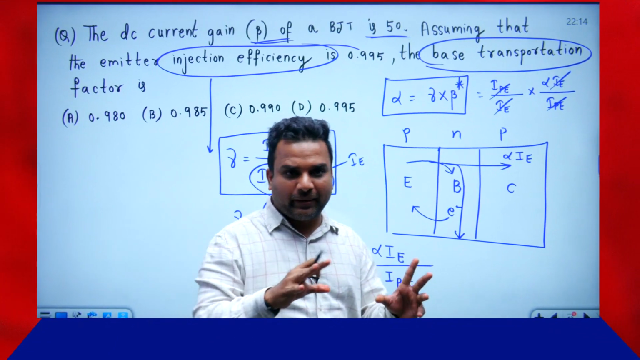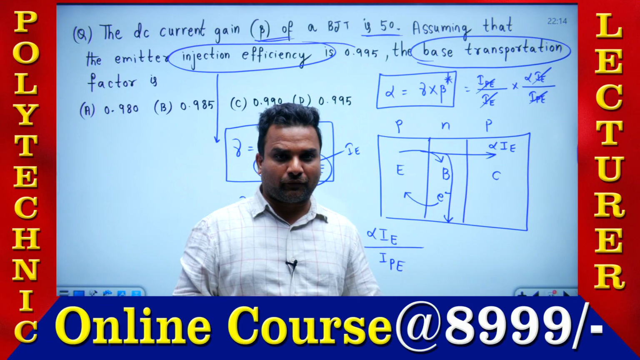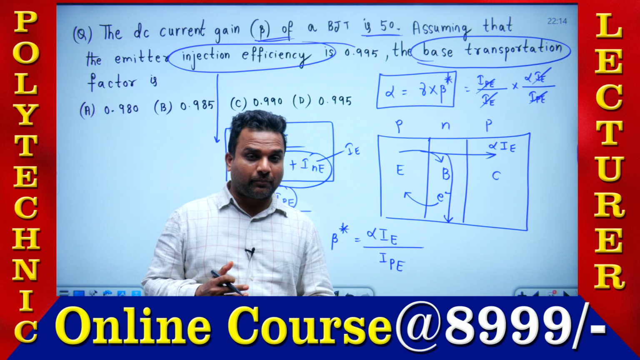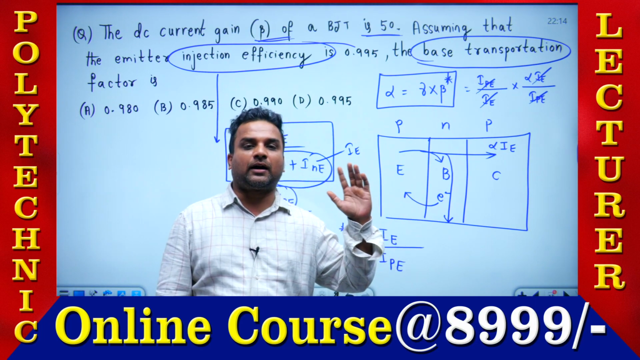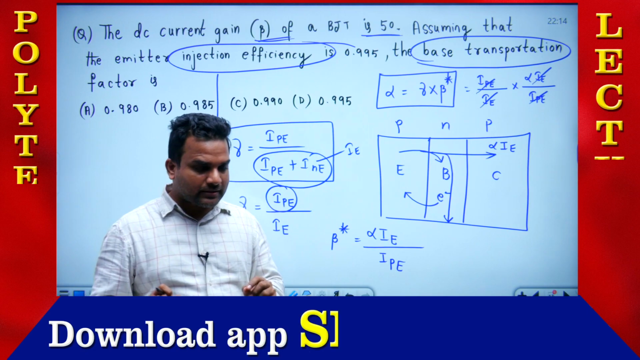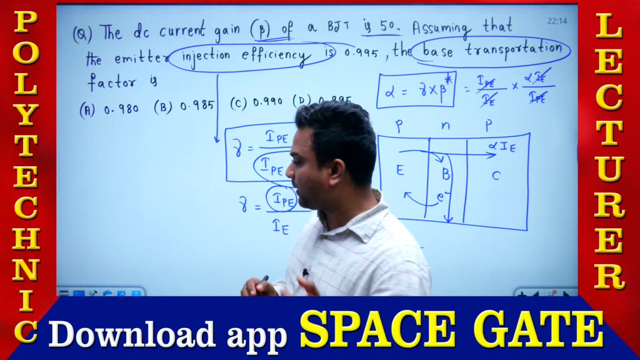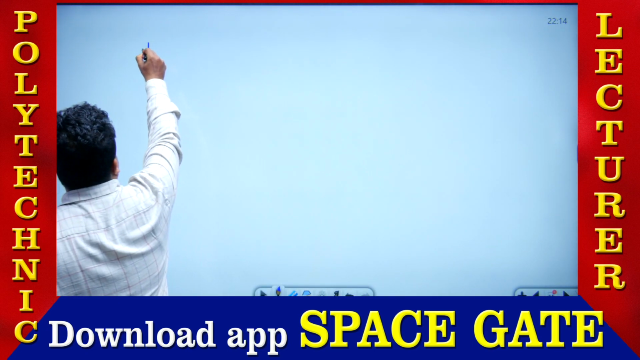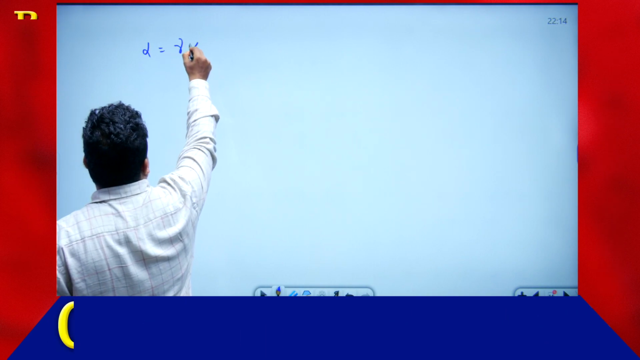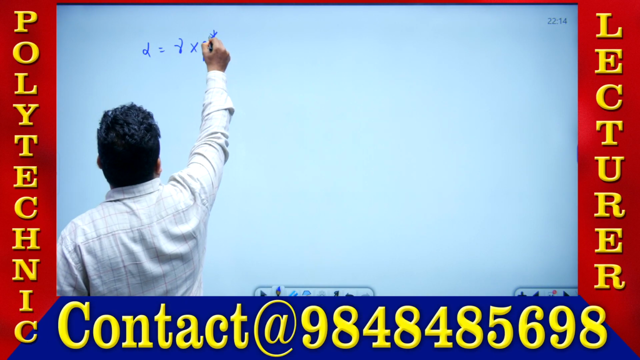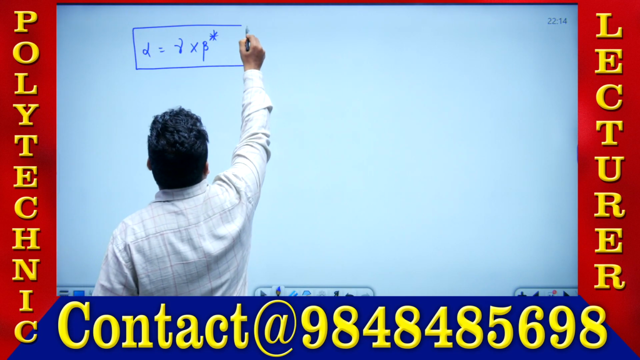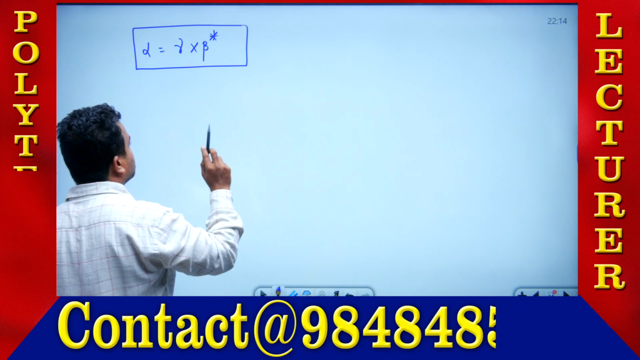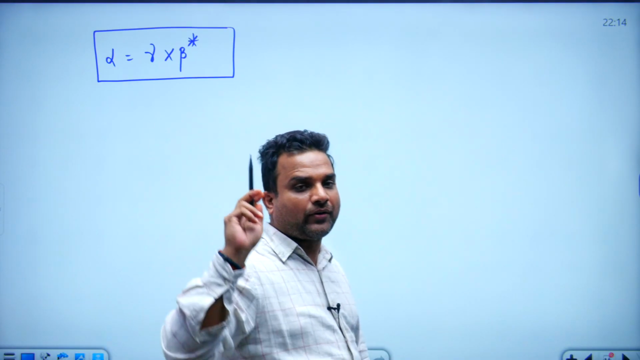Whatever you have studied, the alpha, beta, gamma relationship may be useful for state level PSUs, but there are a lot more formulas beyond alpha, beta, gamma. Now we explored one more formula, that is alpha is equal to gamma into beta star, where alpha is the current gain of common base configuration, gamma is emitter injection efficiency, and beta star is base transportation factor.